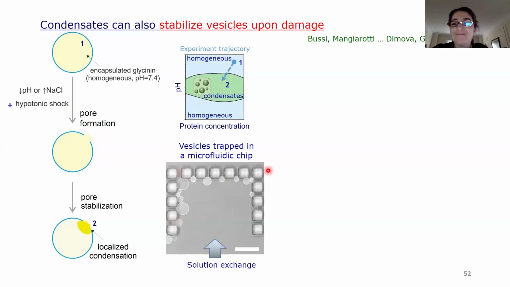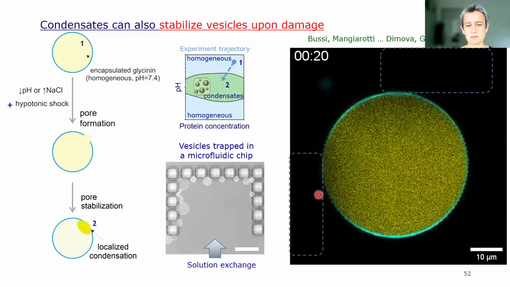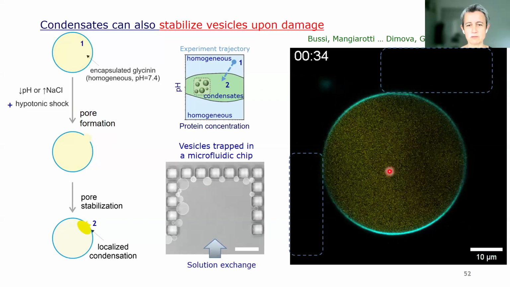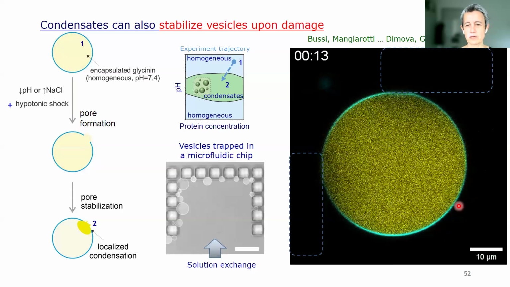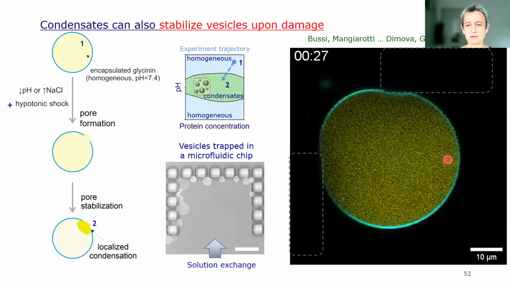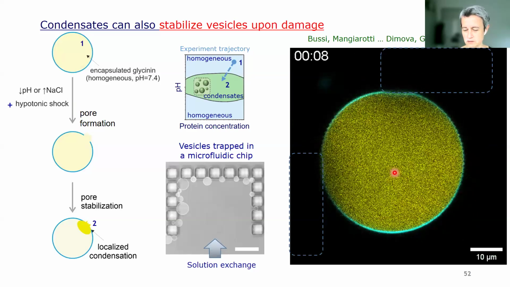So the way we do that is we have these microfluidic chips where we trap our vesicles. These are PDMS posts, and then we flush the solution that we are interested in, and then we look at certain vesicles. So here is a movie. These are the microfluidic posts and our vesicle, which initially had this homogeneous protein solution inside, but then when it porates, the condensate forms. Everything is very dynamic because we have a flow and the whole thing turns around.